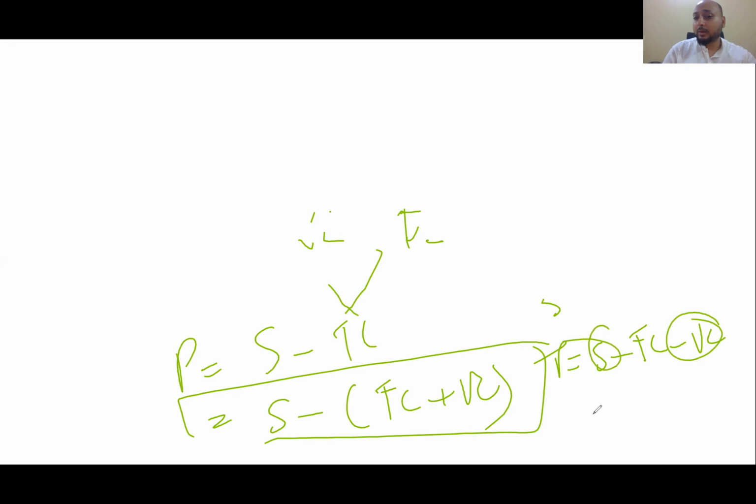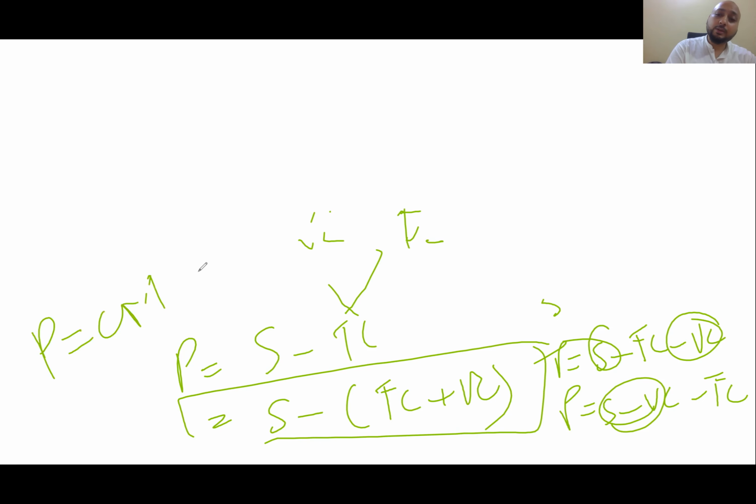Sale minus variable cost is contribution margin. So we can say that profit is equal to contribution margin minus fixed cost.